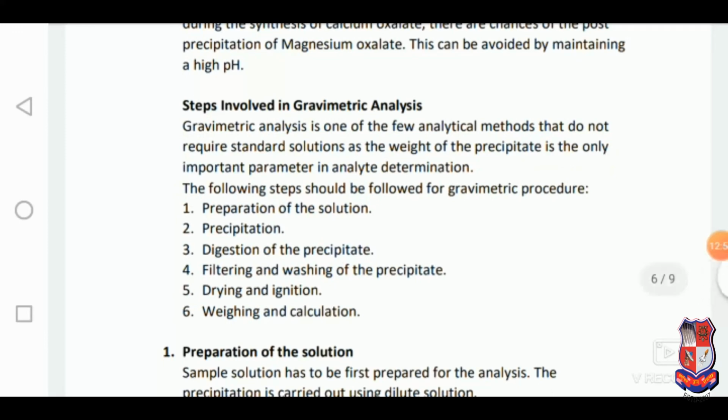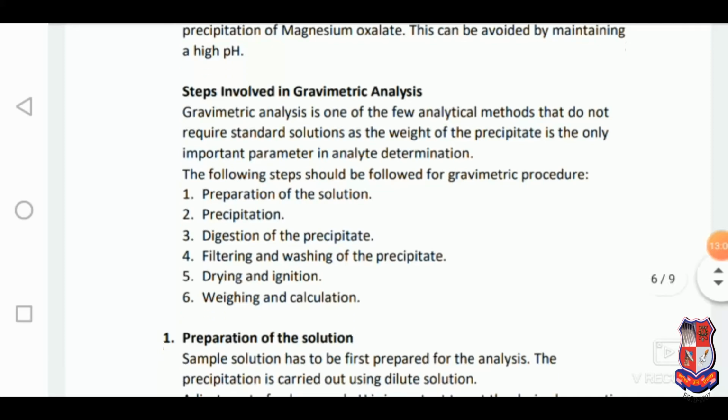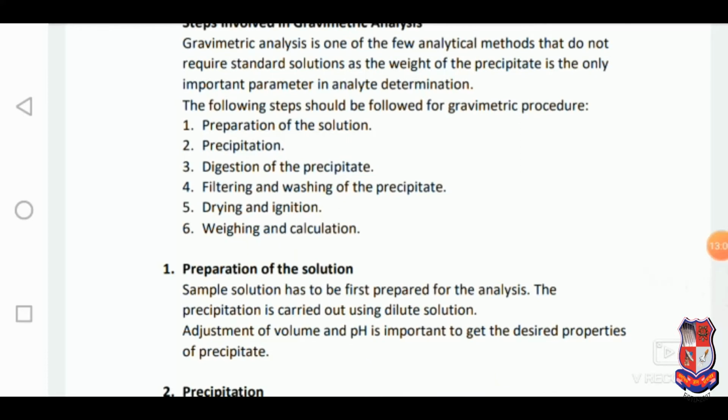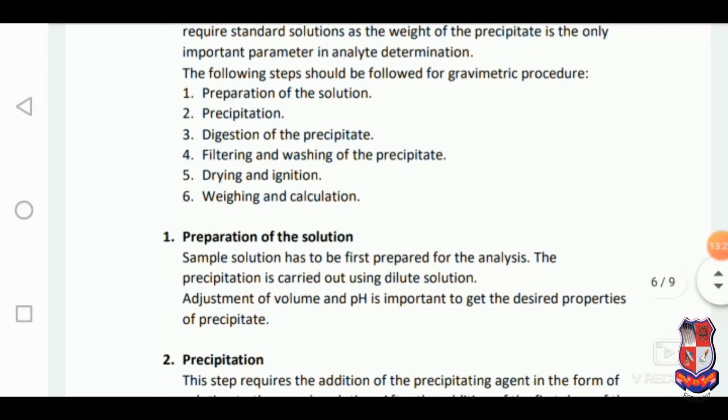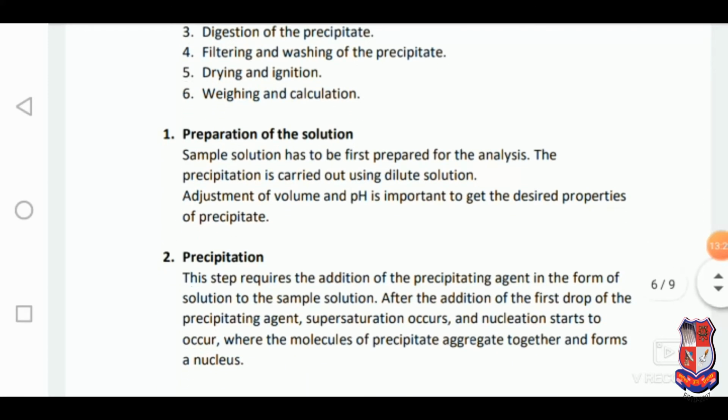Steps involved in gravimetric analysis is another most important question, frequently asked in the GTU examination. These are the following steps. There are 6 steps involved in the gravimetric procedure. First is the preparation of the solution. Second is the precipitation itself, then digestion of the precipitate, filtration and washing, drying and ignition, and weighing and calculations.